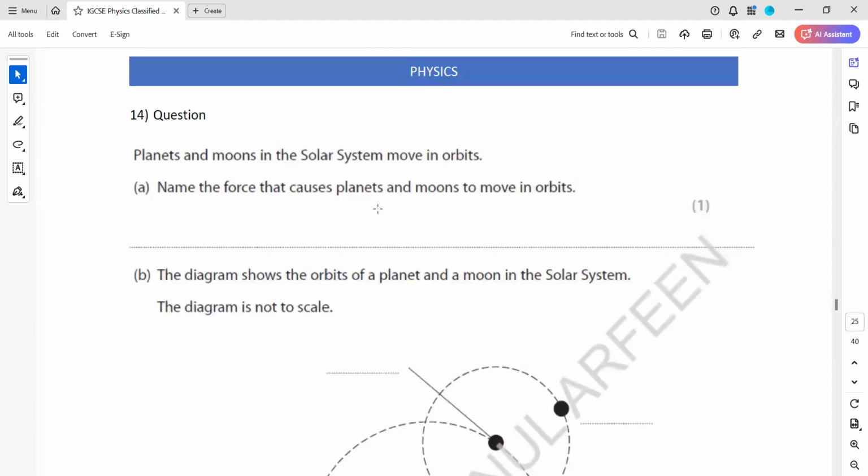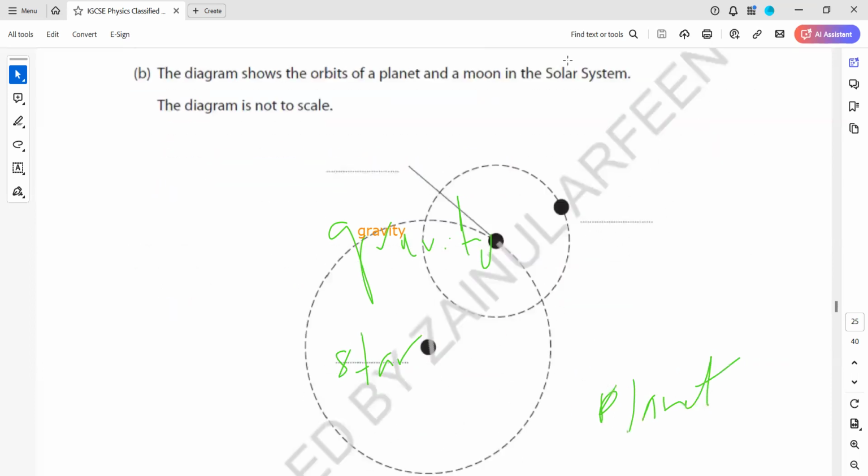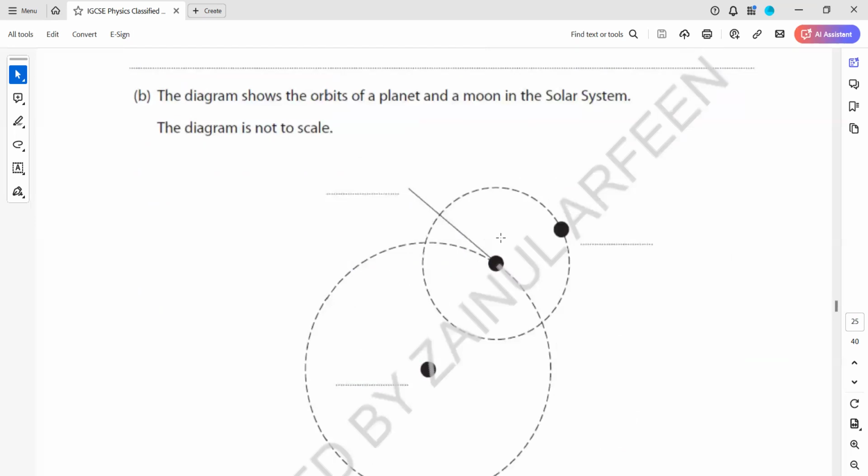Question 14. Planets and moons in the solar system move in orbit. Name the force which we give, that is we call a gravitational force. Then on the diagram, you have to label. The diagram is not to scale. So which one is this? Star, planet, and the moon.